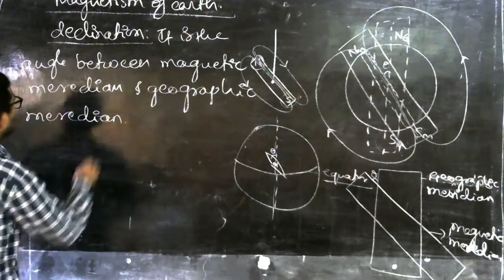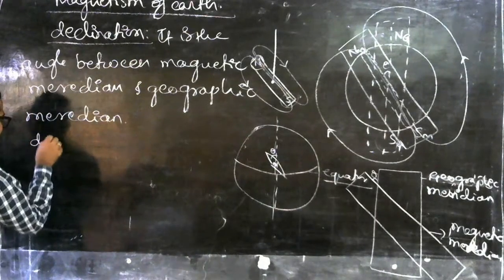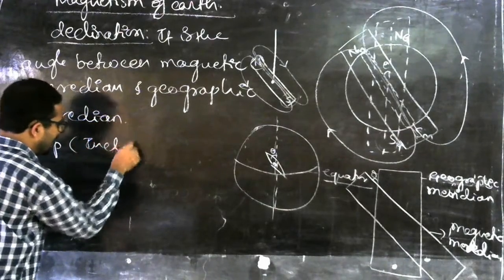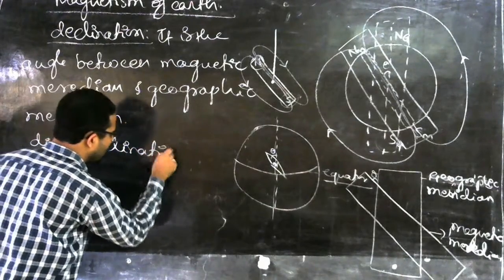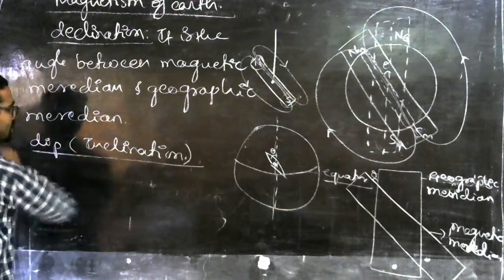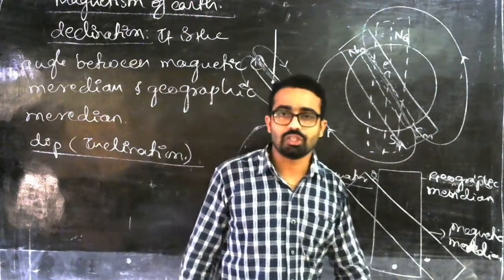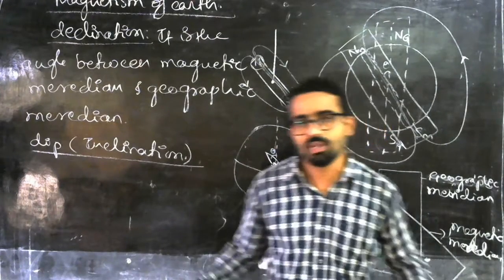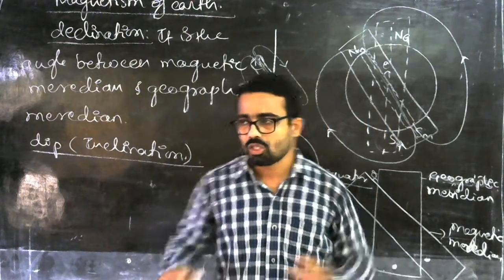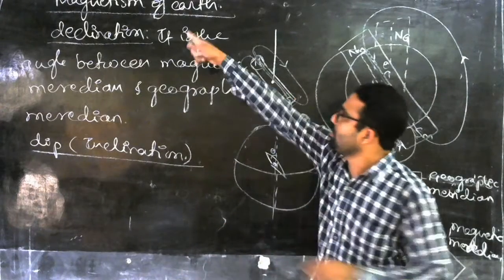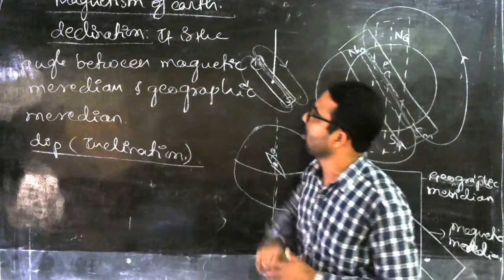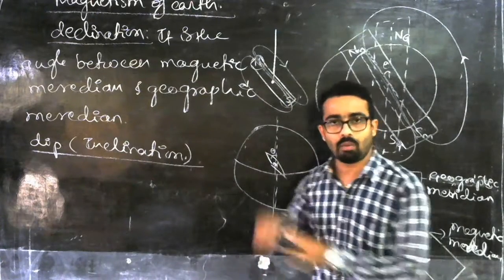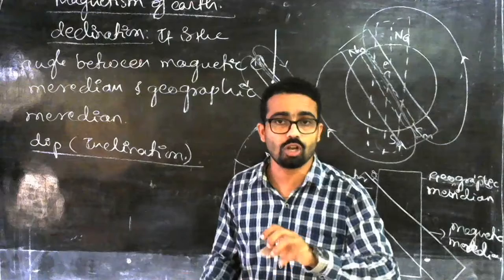Now, let us define one more concept that is known as dip, or it is also called inclination. And one more concept we have to discuss is the horizontal component of the earth's magnetic field. Previous to this, we have defined one term that is called declination. After that, we have to discuss the dip, and one more thing, the horizontal component of the earth.